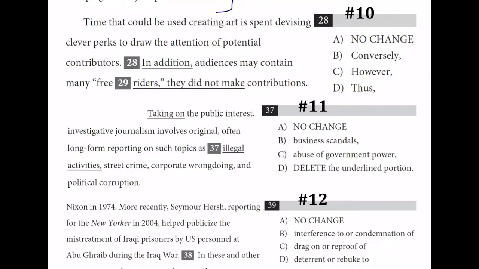28. Time that could be used creating art is spent devising clever perks to draw the attention of potential contributors. In addition, audiences may contain many free riders. They did not make contributions. A, no change, is the best answer, because in addition appropriately introduces an additional problem with crowdfunding in the arts.